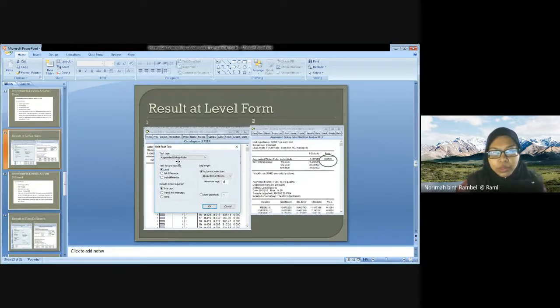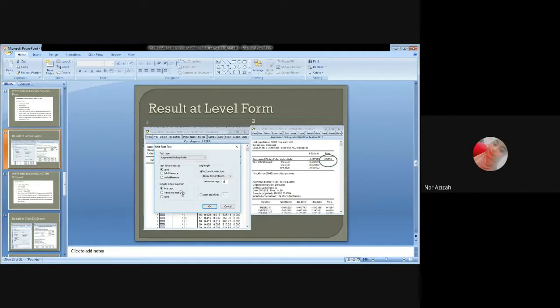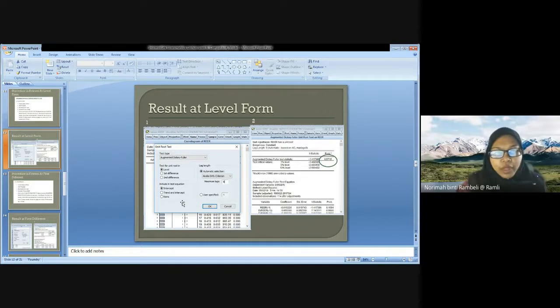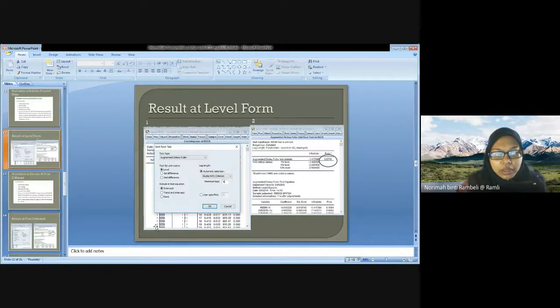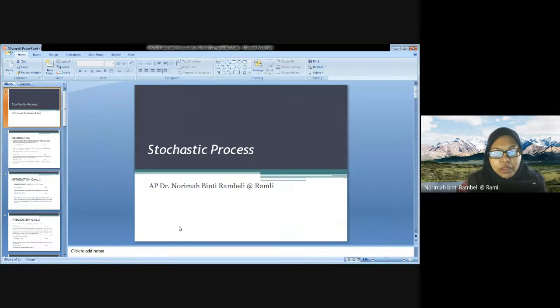Why? If you still remember, when you want to do the unit root test, you have to select intercept, trend and intercept, and none. Am I right, guys? So this is what the EViews software does for you. But today, we want to know what the equations for intercept, trend and intercept, and none look like. And this can be understood through the stochastic process. Clear, right?